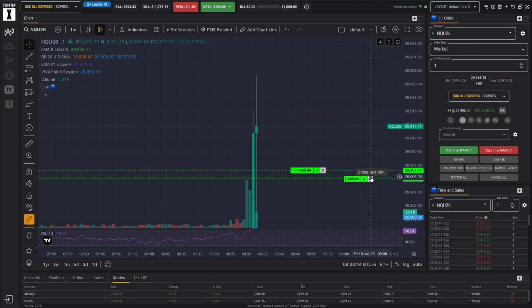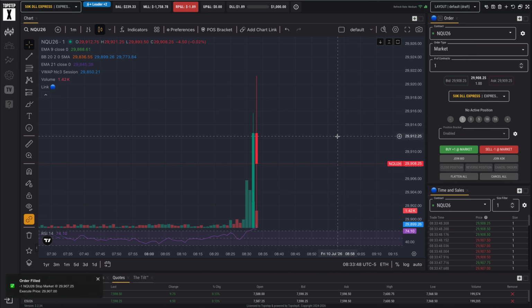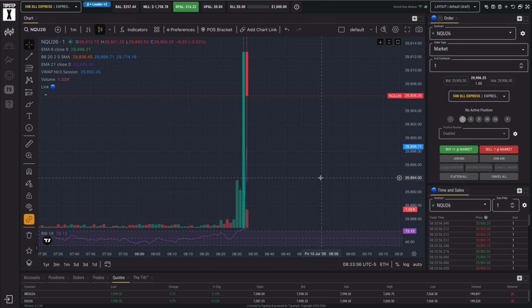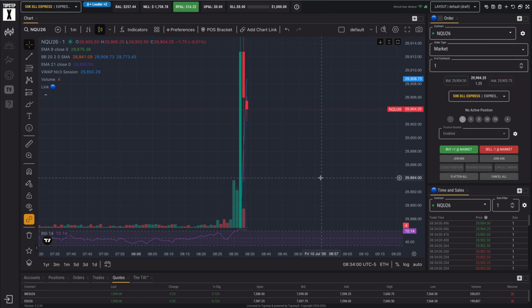Okay. We made 16 bucks on that trade. Whatever. I could have made a little bit more, but that's okay. If it pulls back, let's see how this candle closes. Okay, it closed red. Let's see what happens now.